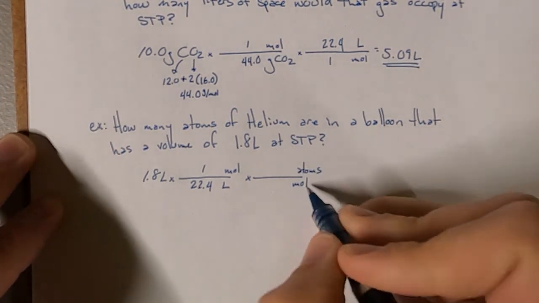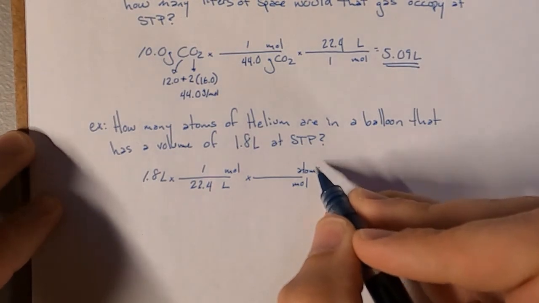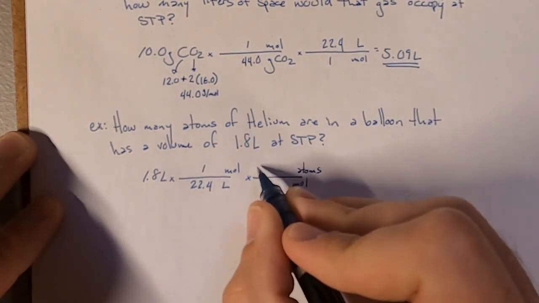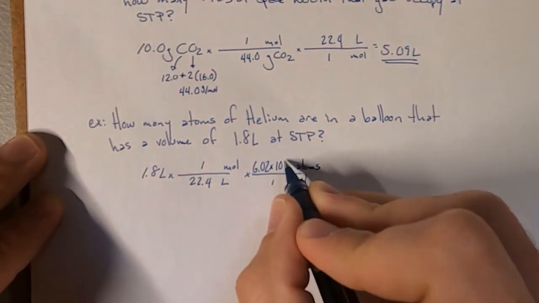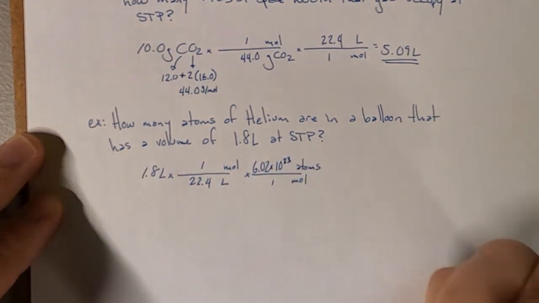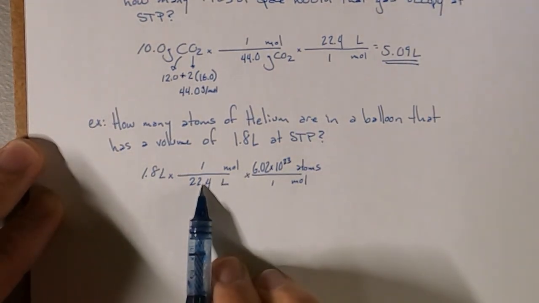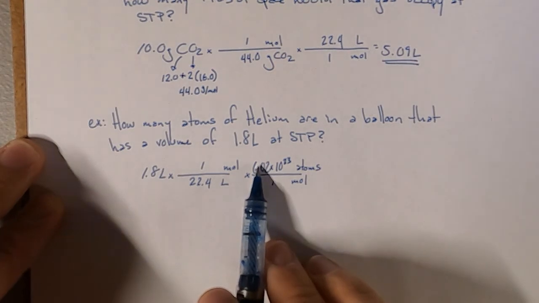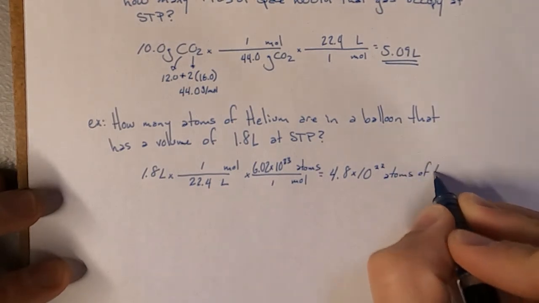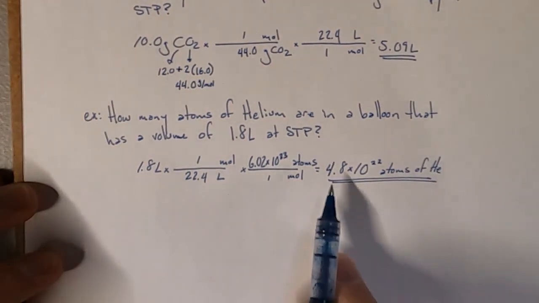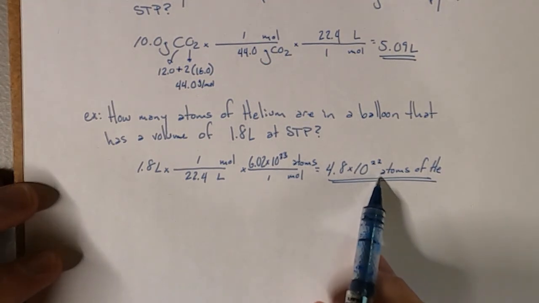And the relationship between moles and atoms, remember, could be generally said to be particles, and that's 1, and then Avogadro's number, 6.02 times 10 to the 23rd. And the way to calculate this would be 1.8 divided by 22.4 times 6.02 times 10 to the 23rd. And we get a final answer of 4.8 times 10 to the 22nd power atoms of helium.